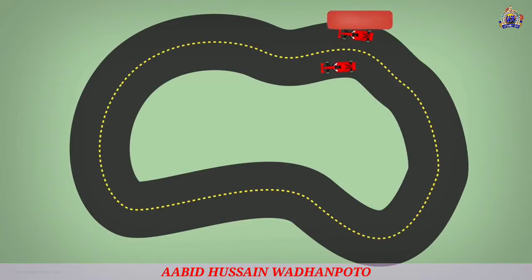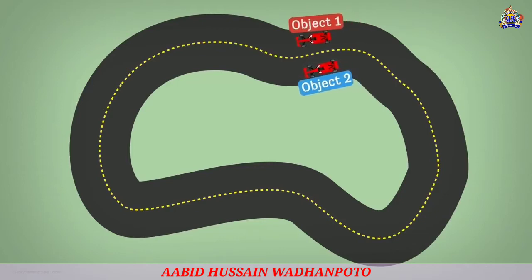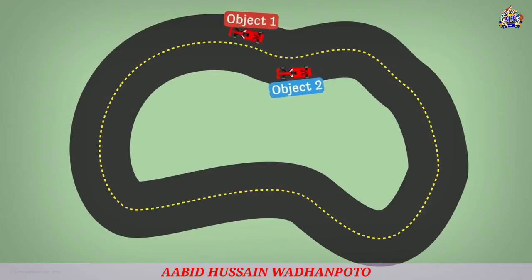Here is another example: two vehicles in front of you. One of them is object 1 and the second one is object 2. These are also moving with different speeds. Their speed is different from one another. So again there was a question: why are these things moving with different speeds?